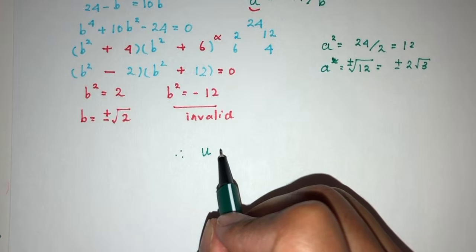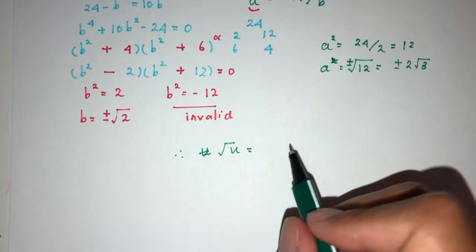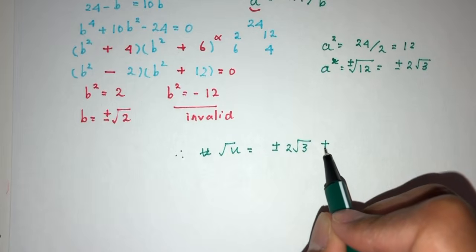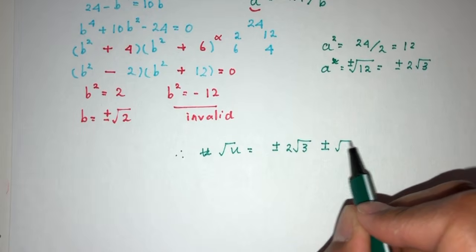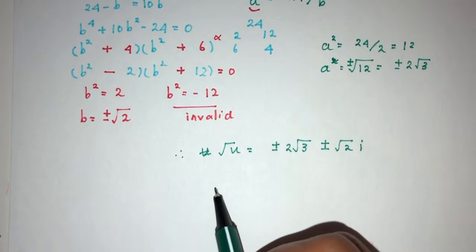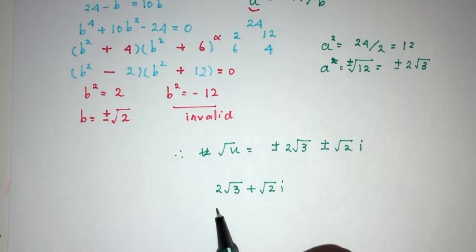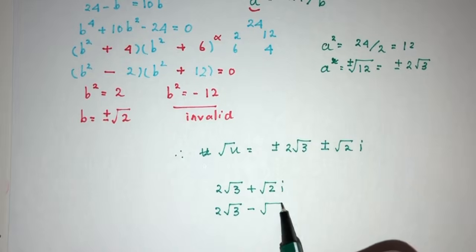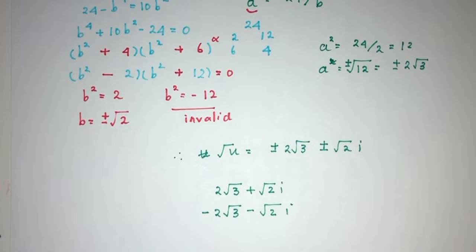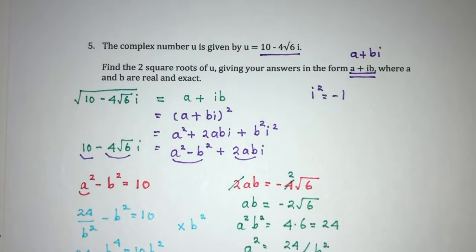So the roots of u will give you two values. The first one, a, can be plus minus 2 root 3, and then plus minus root 2 i. That makes sense. You can rewrite them one by one if you want to. First one is 2 root 3 plus root 2 i, or it could be this one as well. Okay, we have two roots, and these are the values that we have to get, and you have to show your work, how you get them step by step. And that will be your question number 5.